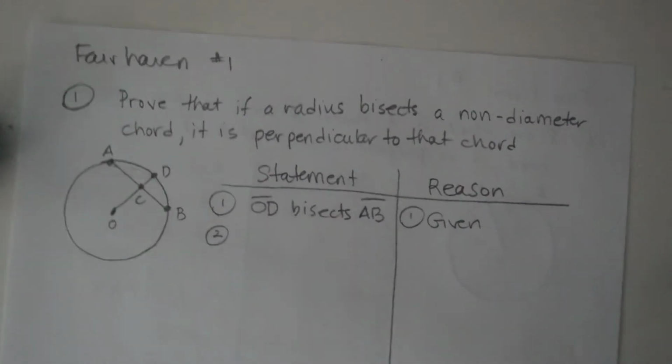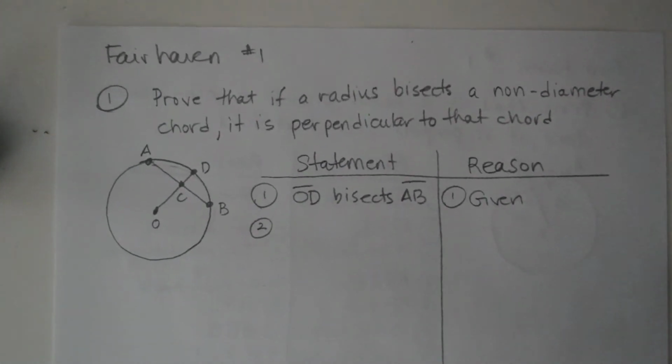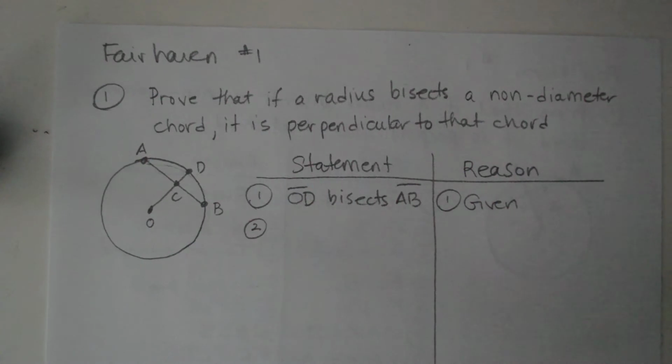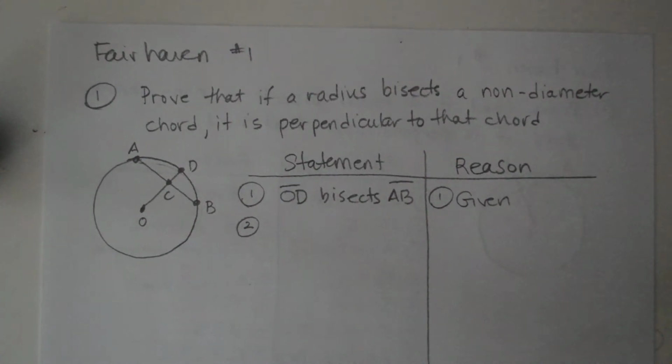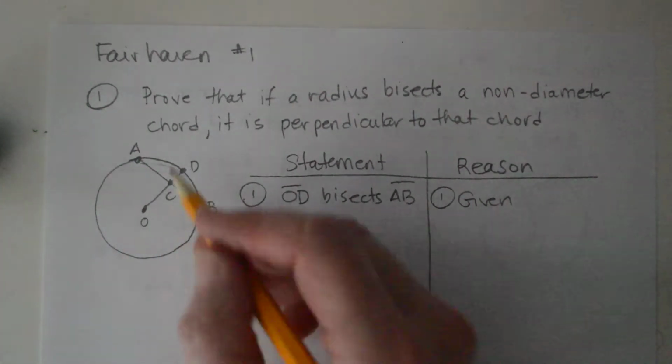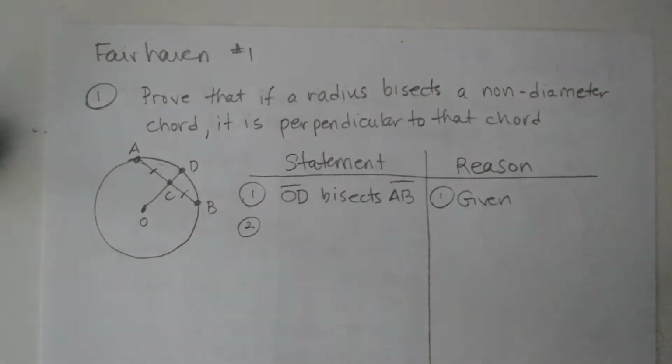All right, hopefully he's not going to interrupt us, but let me just get this in focus now. Okay, so I'm going to do the proofs that are in the cities that you have to do, because I feel like those are the questions I'm seeing from you, that you're not quite sure how to do the proofs. So this is Fairhaven number 1, and you're supposed to prove that if a radius bisects a non-diameter chord, then it is perpendicular to that chord. So we have a chord here that's not a diameter. We have a radius, and we're going to show that it bisects it right here.